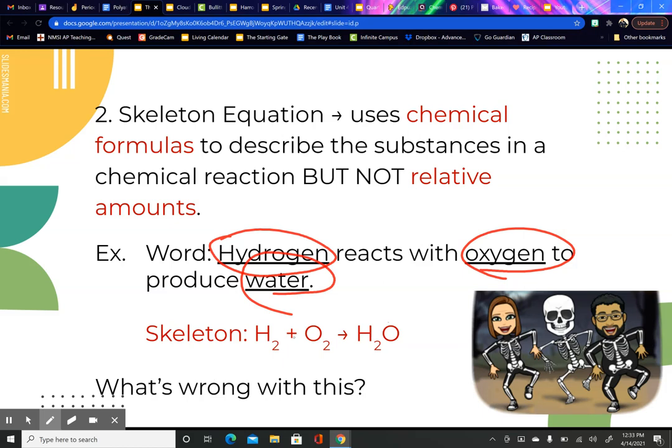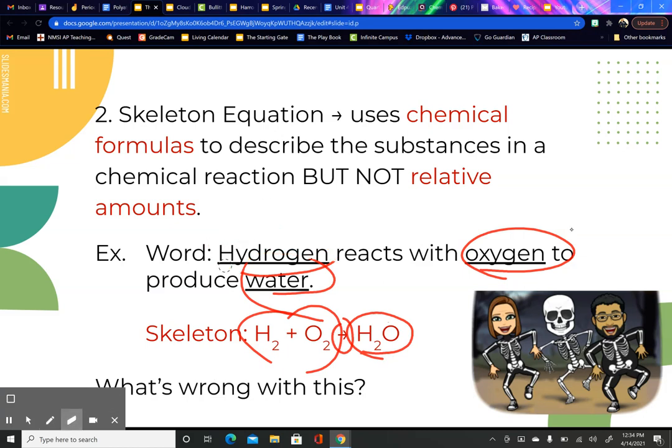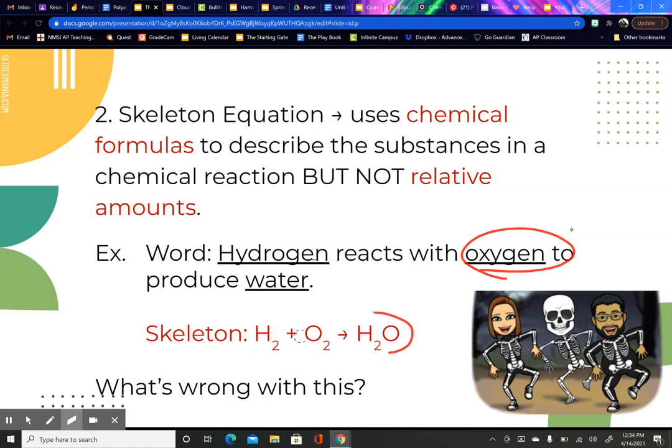And oxygen is also diatomic, so it's going to go as O2. And they produce water. So in a chemical equation, I'm going to use things like arrows to show the direction that the reaction is happening. This side of the reaction is going to do the reacting, and then the arrow points to show what I get at the end. And I know that water is H2O, and so I can write my skeleton equation showing only the formulas instead of the words of the reaction that is occurring.